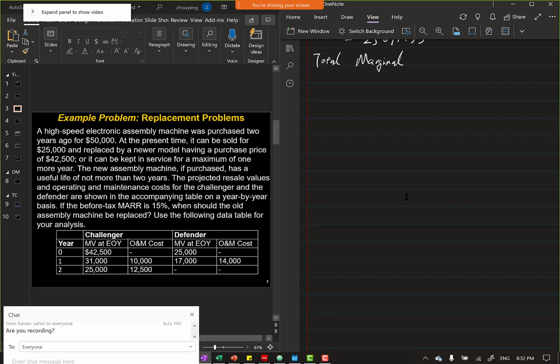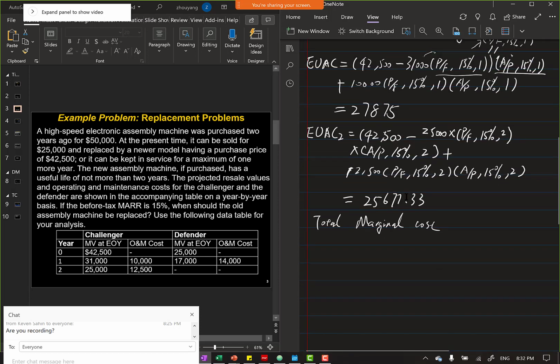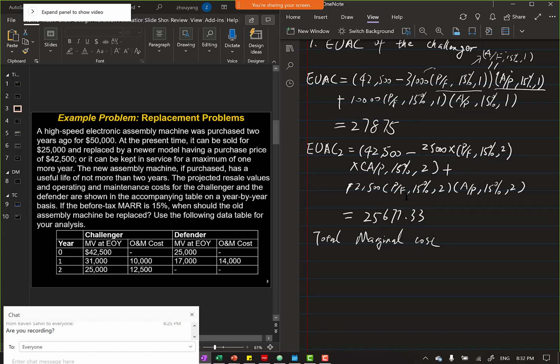I have one question. Sure. On the last calculation that you just did, on the EUAC for year 2, why is it that you took 42,500 minus the 25,000? Since it's the K minus 1 value, shouldn't that be 31,000 minus 25,000?